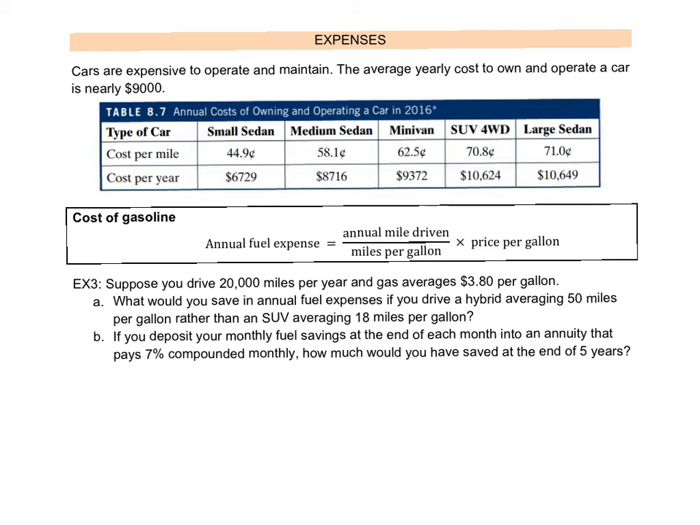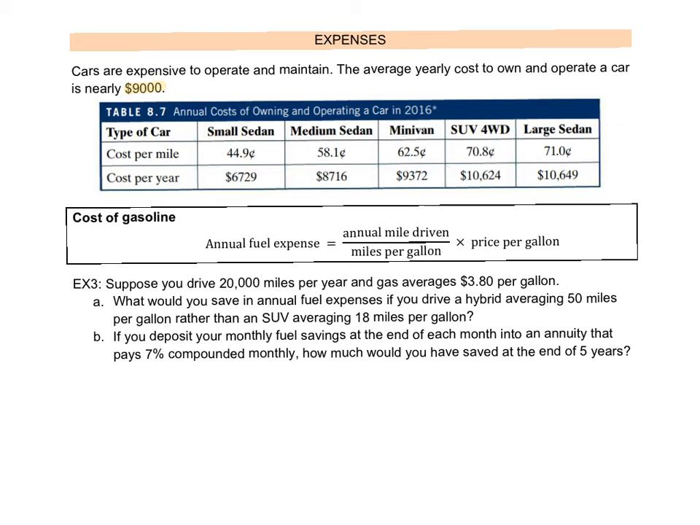So there's also expenses if you own or even lease a car. Cars are very expensive to operate and maintain. The average yearly cost to own and operate a car is about $9,000. This table is in your textbook as well. It gives the average cost per mile for different types of cars.